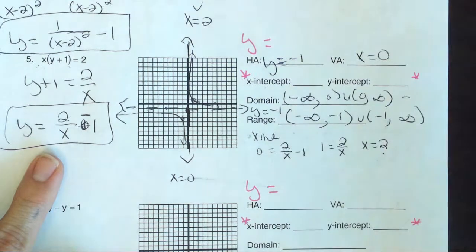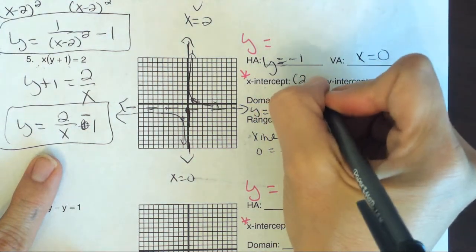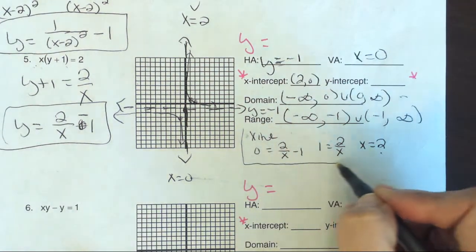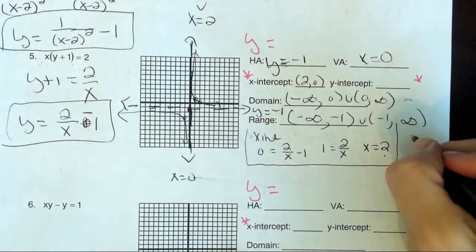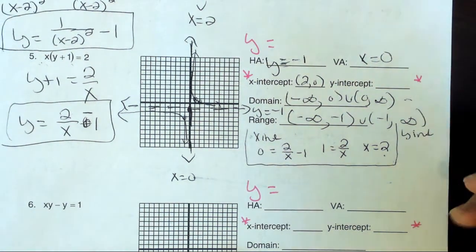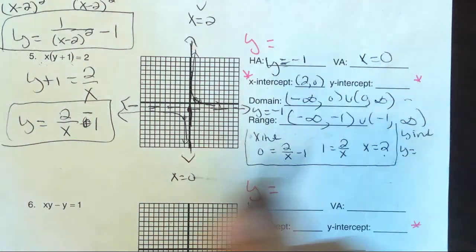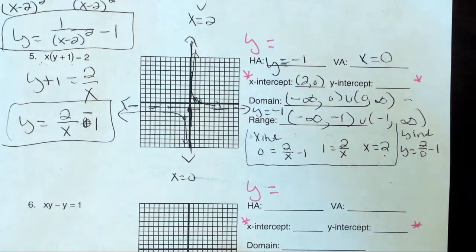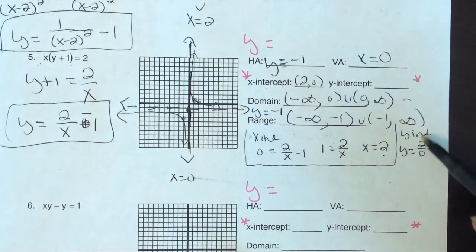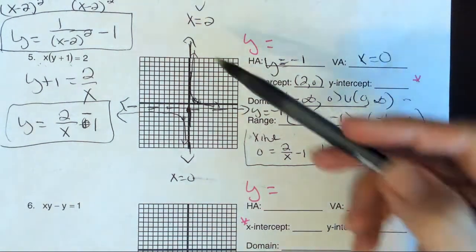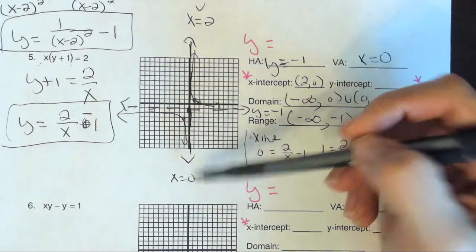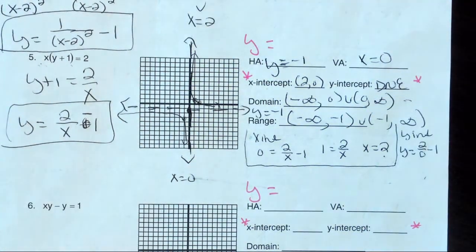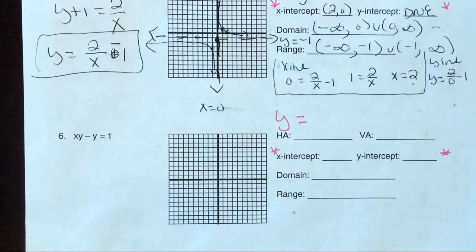So let's go look. 1, 2. Yeah, I could see that. So it touched the x at 2, 0. Now we're going to do our y-intercept. To do the y-intercept, you're going to let x equal 0. So we're going to have y equals 2 over 0 minus 1. Ooh, what can I never divide by? I can never divide by 0. And what do you notice we never ever touch? We never touch the y. It does not exist.